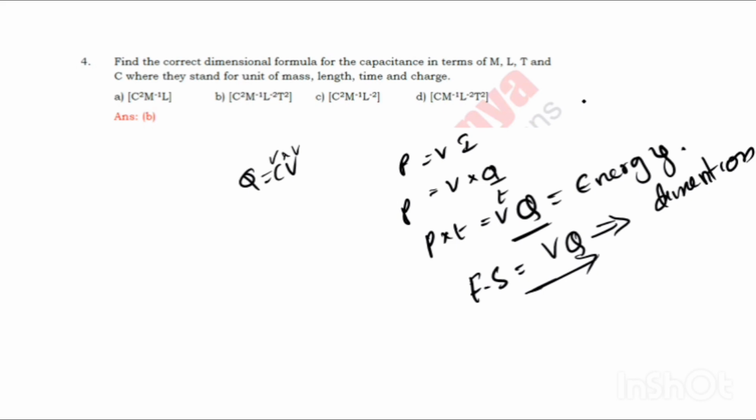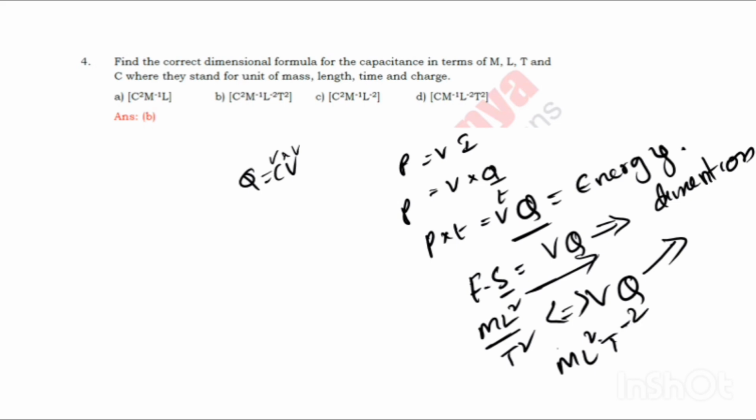So the force dimensional formula is mass into length by T squared, into S, that is L, which is equal to VQ. VQ dimensional formula is ML²T⁻². The Q dimensional formula is C, that is charge. So the V dimensional formula is ML²T⁻²C⁻¹.